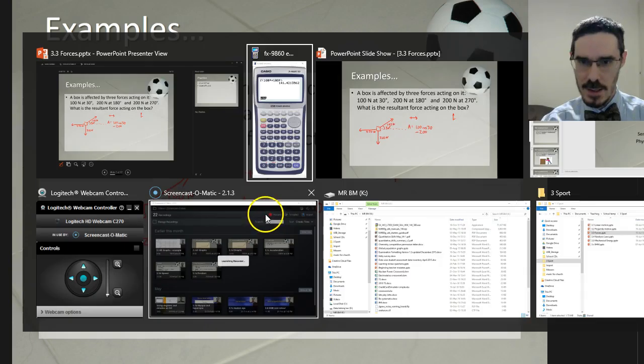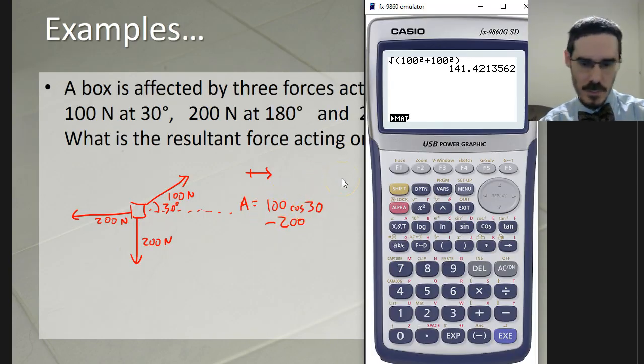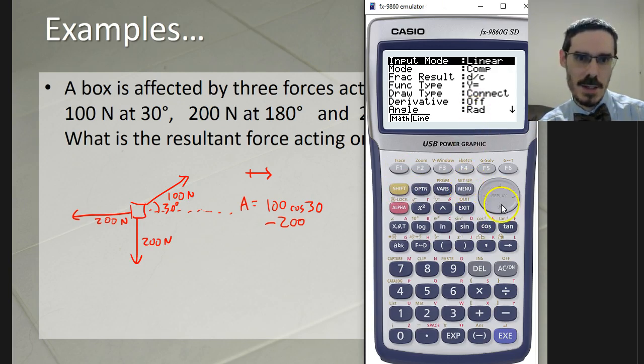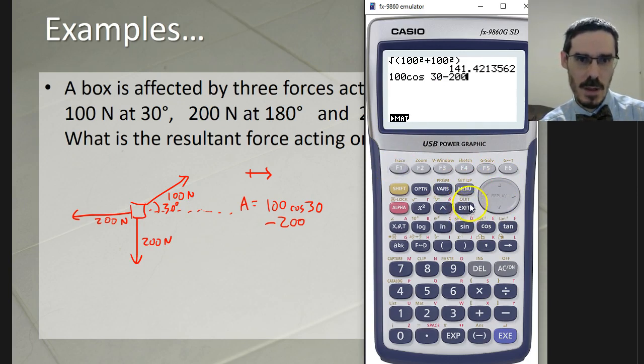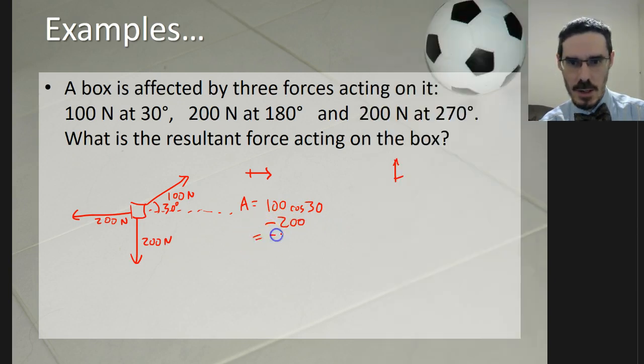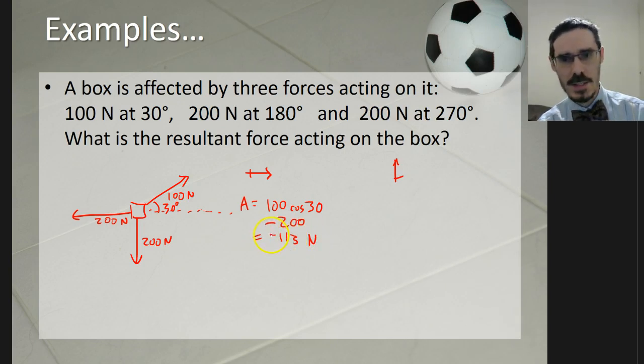Okay, calculator. 100 cos 30 minus 200. Oh, I need to check, am I in degrees? I'm in radians, I need to fix that. It needs to be degrees. Okay. Minus 113. Negative 113, and that's actually newtons. Now it's negative, which means the net force is to the left. And I expect that because this is much bigger than that.